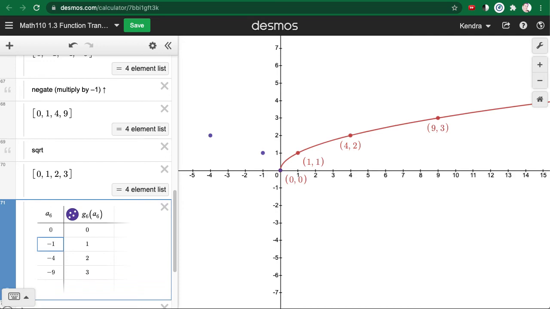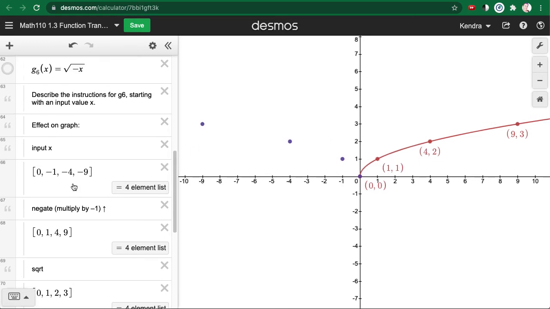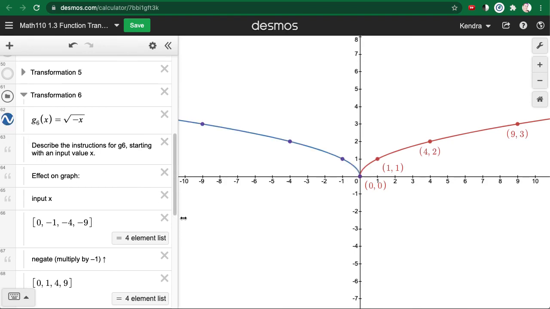Okay. So here are those key points transformed through the function. And there we have the filled in function. What can we say are the effects on the graph? We could say it is reflecting across the x-axis or the y-axis.